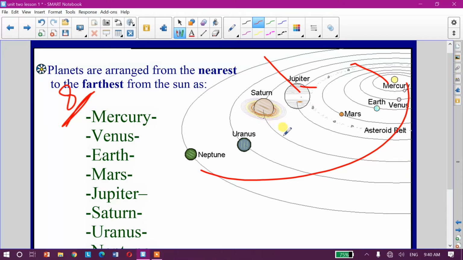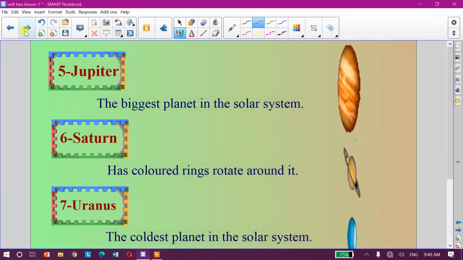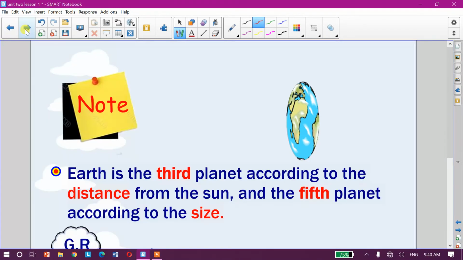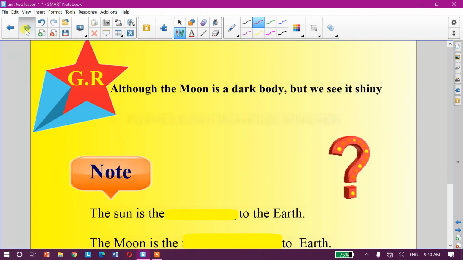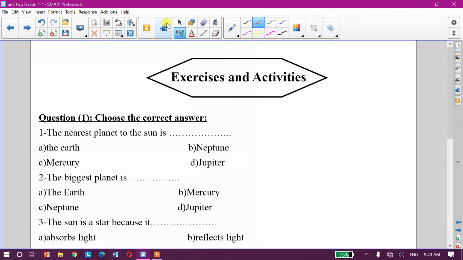Okay, could you see these lines? Yes, this is called fixed orbits. Do stars have these orbits? No, they float randomly in the space. They don't have fixed orbits to move in. So now we can make a comparison between stars and planets.